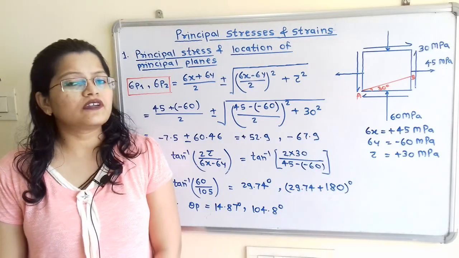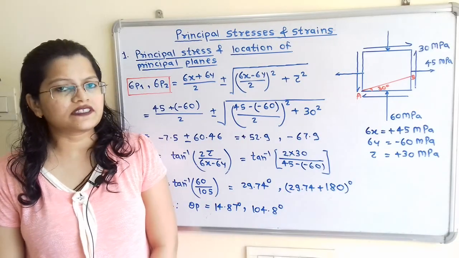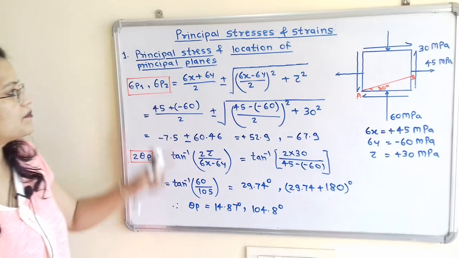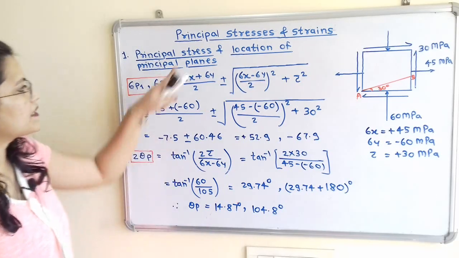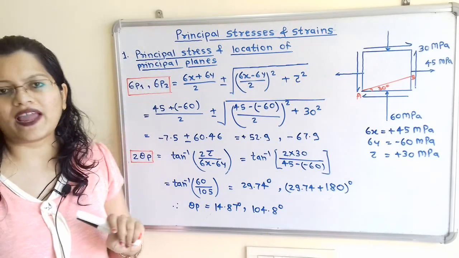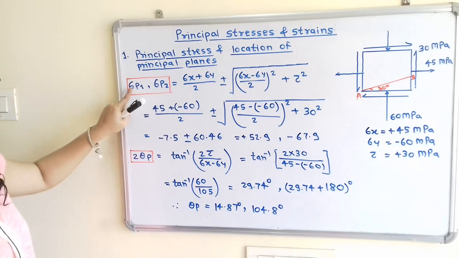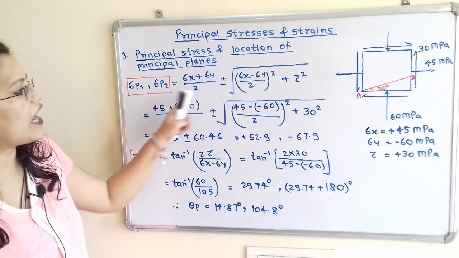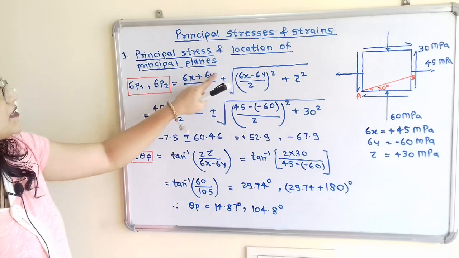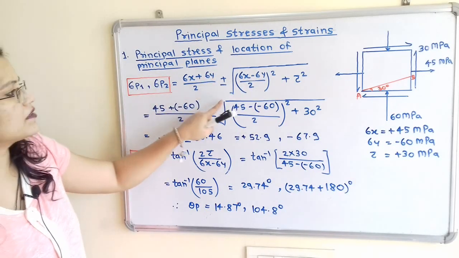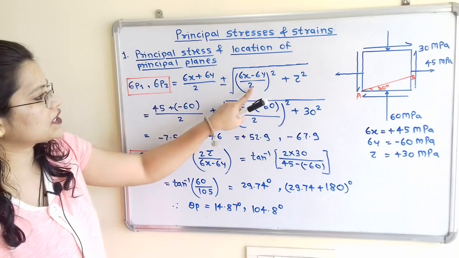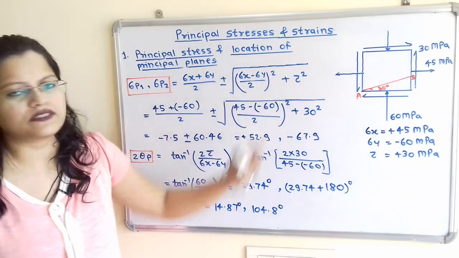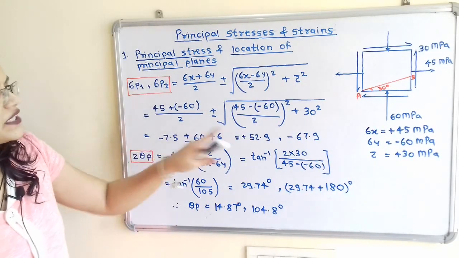Now we will calculate the magnitude of principal stress and location of principal planes. For the principal stress we will get two values. So we will give the notation sigma P1, sigma P2 is equal to, and we have the formula: sigma x plus sigma y by 2 plus minus square root of (sigma x minus sigma y by 2) whole square plus tau square. Now we will put the values.